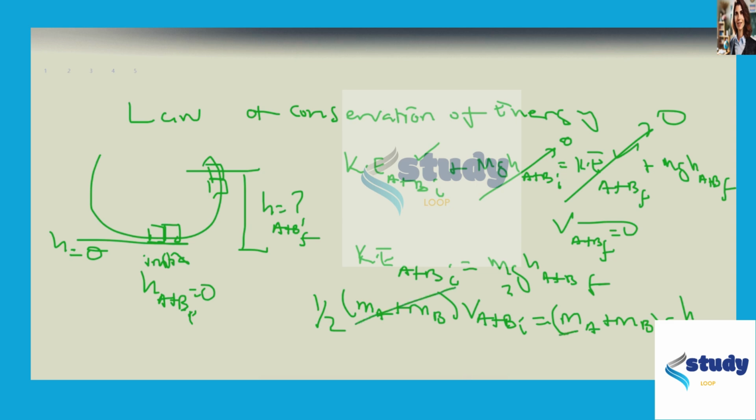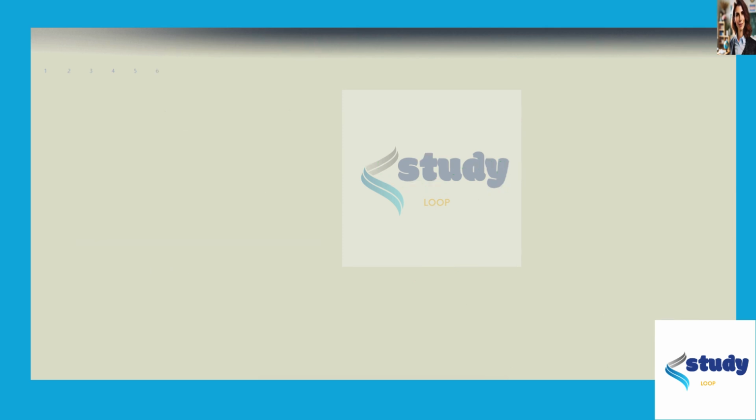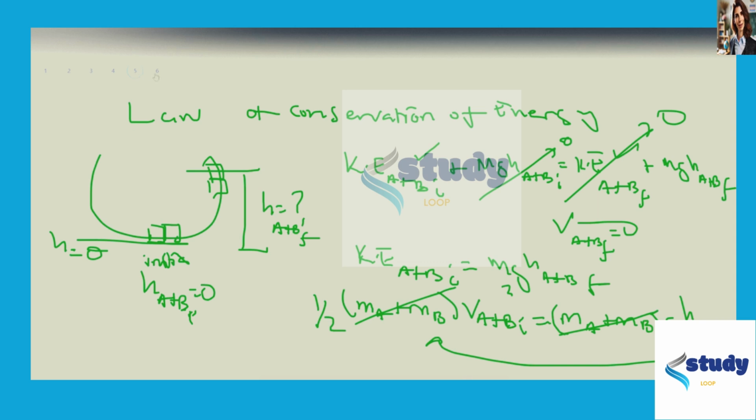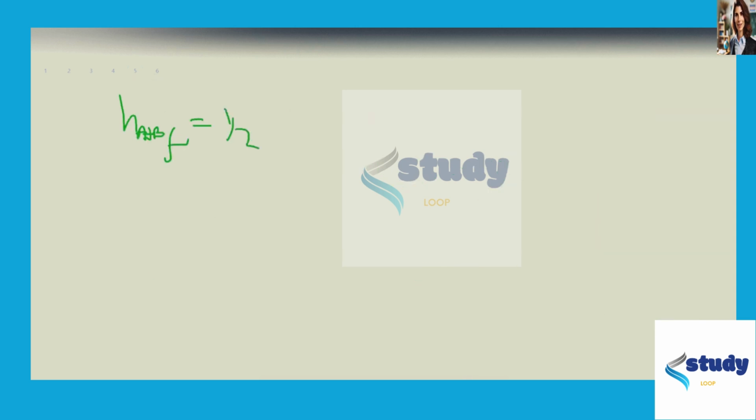These two are going to cancel out because they're the same, and then we have to move g to this side. So on the next page, we're going to have the final height of A plus B becomes equal to, if I go back to this page, 1/2 times the initial velocity of A and B. And so the final height of A and B together is 1/2.